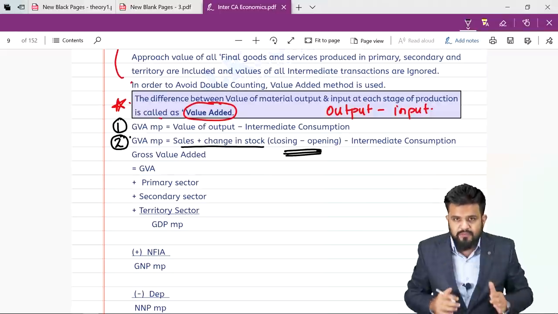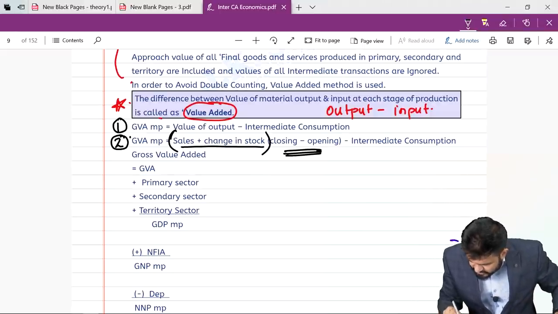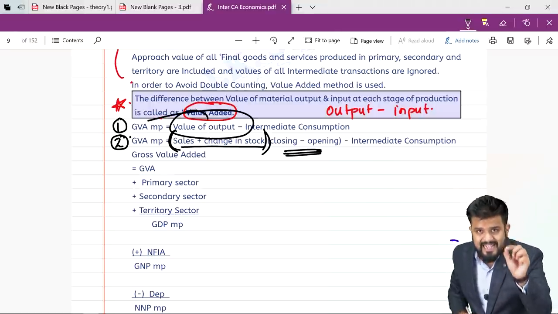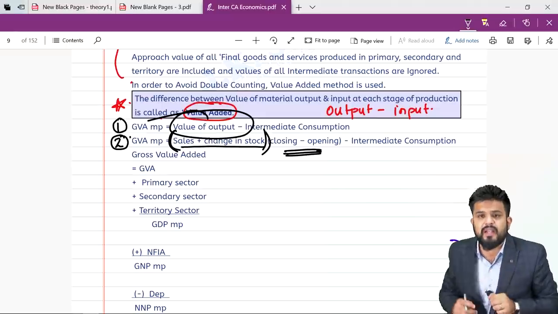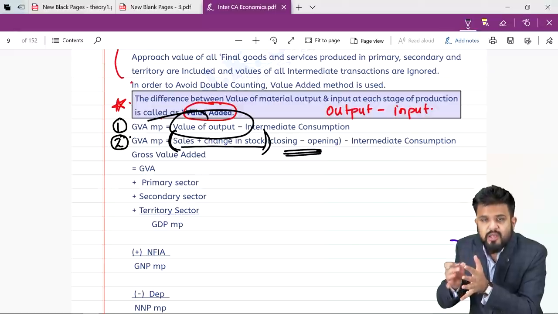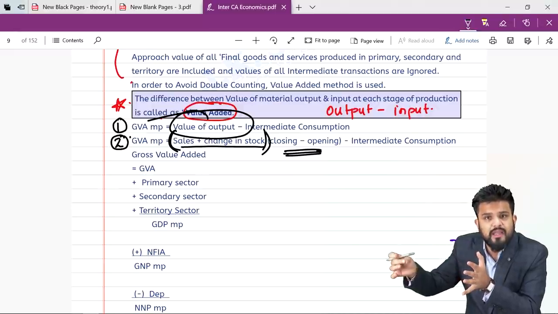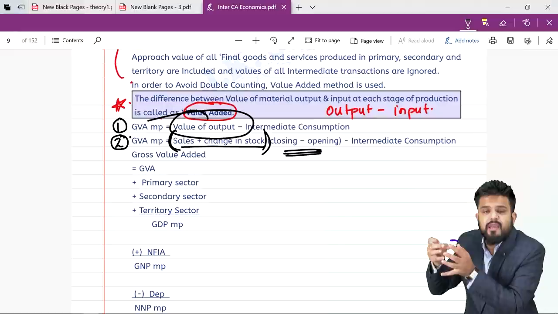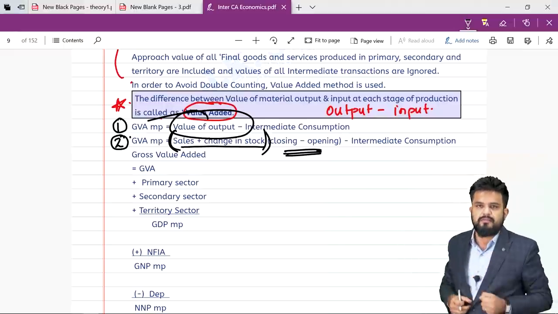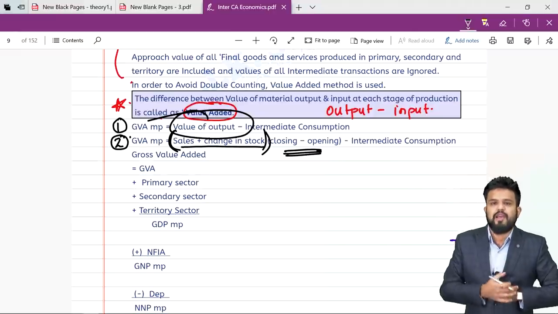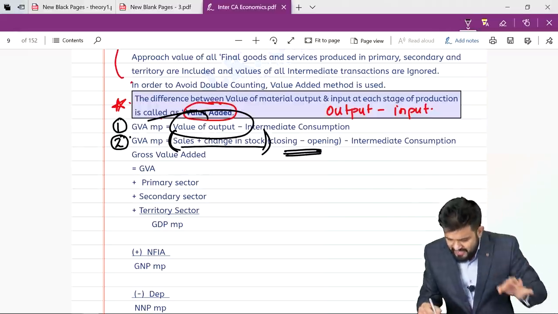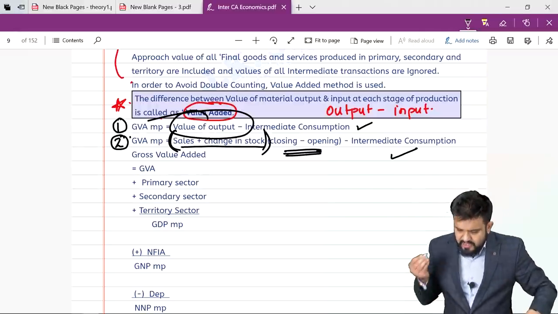Now if you observe carefully, sales plus change in stock is nothing but value of output. I will again repeat, sales plus change in stock is nothing but value of output, because the moment output is produced, something will be sold in the market, and out of that, something will be kept in the warehouse or godown as stock. That is nothing but the value of output. So sales plus change in stock is nothing but value of output minus intermediate consumption. This remains the same.